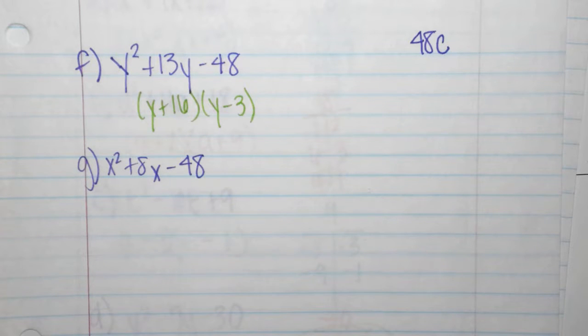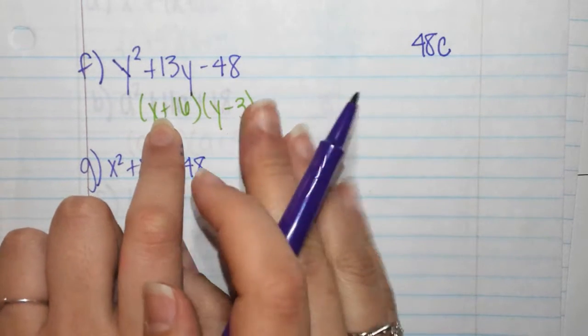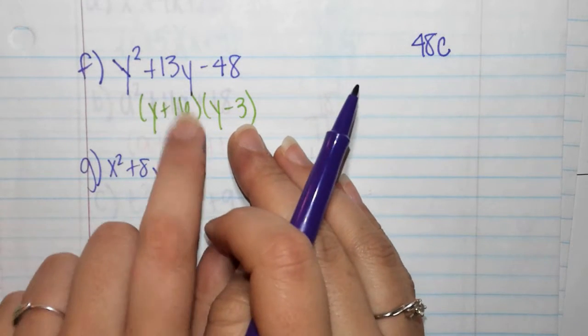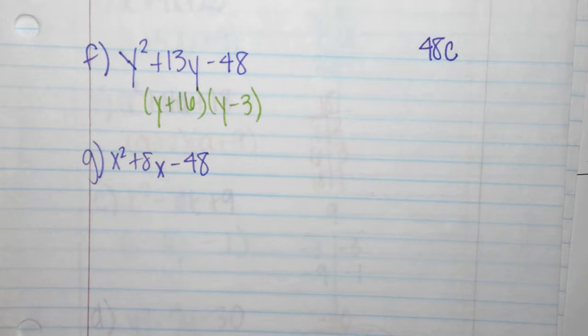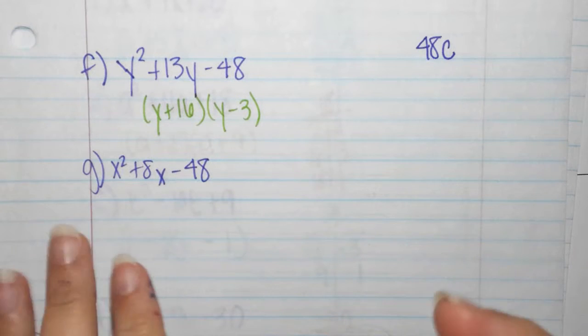Alright, I got y plus 16 times y minus 3. That's what I got. Woo! If your whole table got it right, give your team a point. Now, can anybody tell me why I put 16 as positive? Because your big number is positive. Yes. That's what you told us to do.